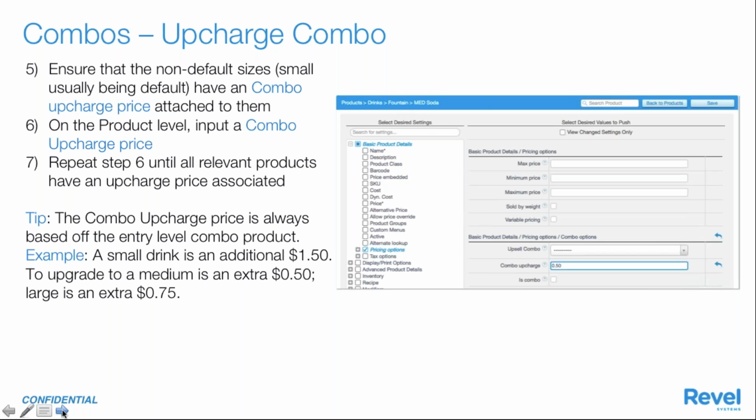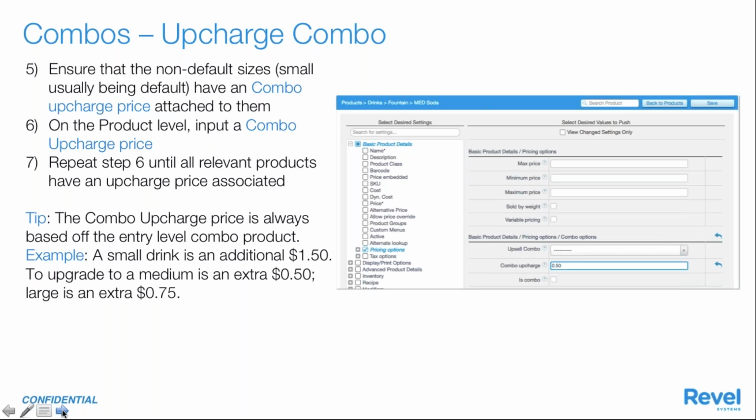The next step is making sure that the non-default sizes, where small is usually the default, have an upcharge price attached to them. To get here, after we've done this, you're going to click on the pencil icon, which is next to the product of the combo that you've just made. Next to it is going to be the pencil icon next to the sizes of your drinks or sodas that you made. And this will take you to the basic product details, what we're looking at in this screenshot.